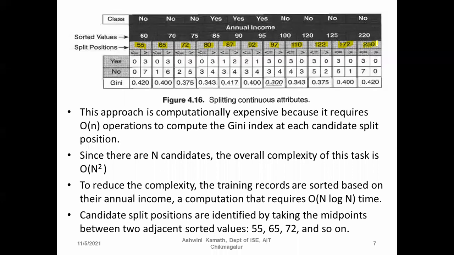For the first one and last one you can assume some value and take that, depending on the values which we have in the table. So depending on that they have considered like this. So here split positions we have got 55, 65, 72, so on up to 230, right?